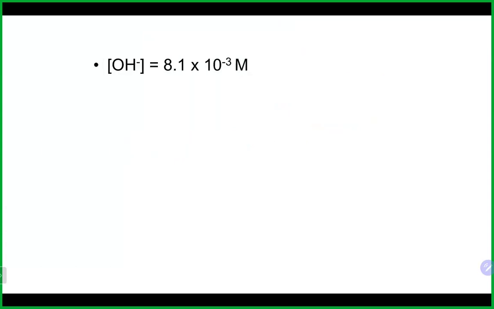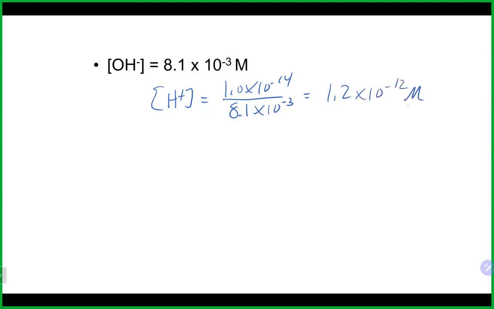Last one on this one here, OH minus again. So H plus equals 1 times 10 to the minus 14 divided by 8.1 times 10 to the minus 3. Again, making sure you punch it in correctly. Minus 14 divided by 8.1 to the minus 3. Going to get us a 1.2 times 10 to the minus 12 molar as our H plus concentration.